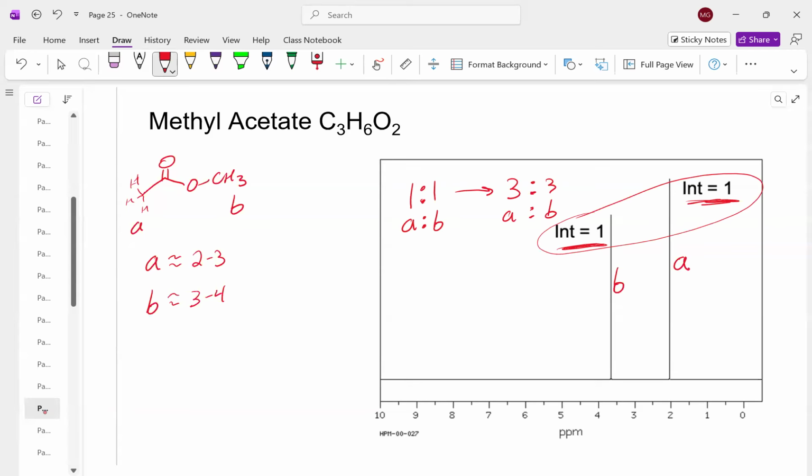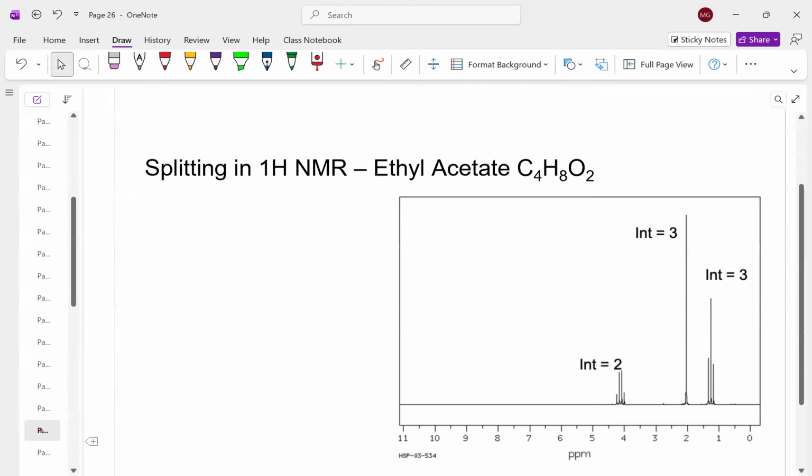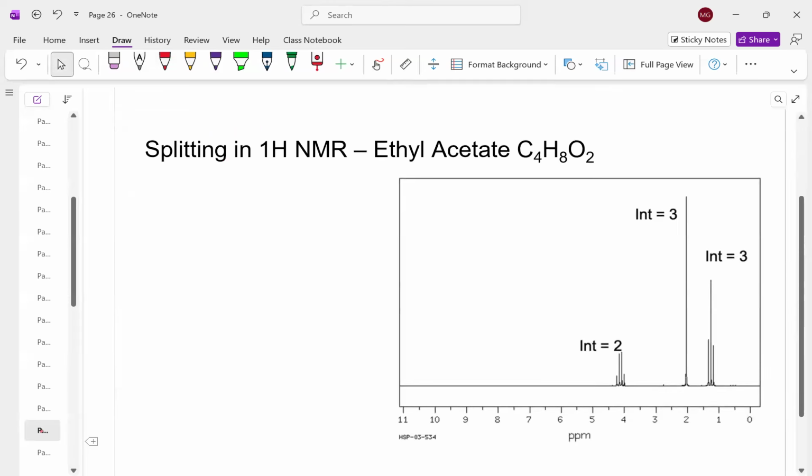Now, in the final video of this series, we're going to be looking at this concept of splitting that occurs in proton NMR, where these signals don't always show up as a single peak, but get split into multiple ones. We'll talk about what that means and why this happens.